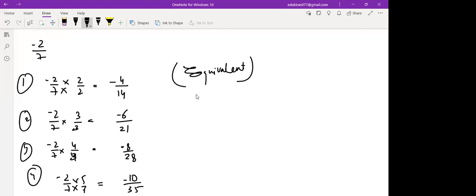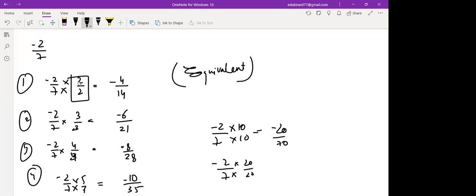So this is how you have to do all the questions. Ma'am, I did 2 with 5 and 1 with 6, so everyone's answer will be different. Yes, you can take, for example, minus 2 upon 7 times 10 upon 10, so you got minus 20 upon 70. Any number you can take, but remember your denominator and numerator should be the same. Fine?